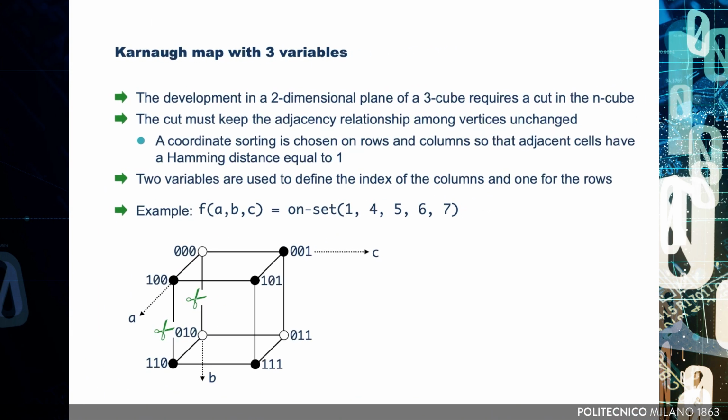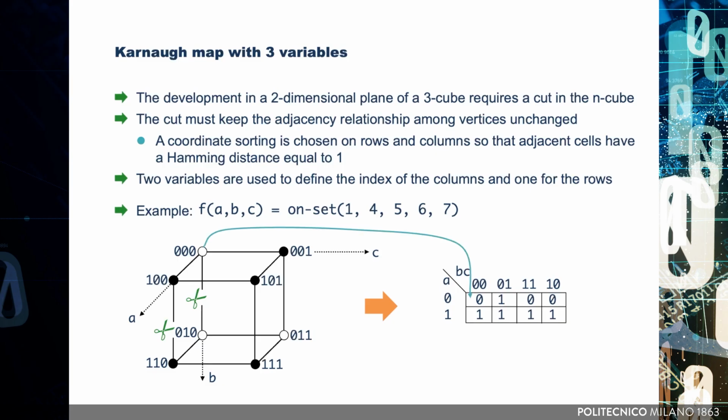Let's consider an example. As you can see, we cut the 3 cube at 2 points and unfold it horizontally, obtaining a map with 2 rows and 4 columns. A represents the row index, while BC represents the column index. Now let's analyze the 3 cube in the background. The point 0, 0, 0 with value 0 corresponds to the first cell at the top left. Then 0, 0, 1 is the second, and in this 3-bit code, we separate the first 0, representing the value of A, thus the row index, from 0, 1, the values of B and C, which together represent the column index. We then complete this cell with the function value for 0, 0, 1, which is 1.